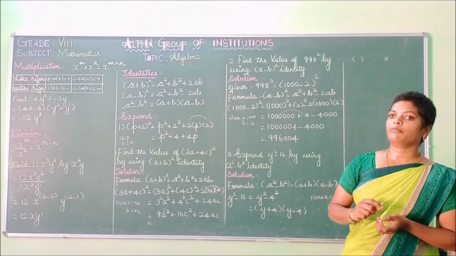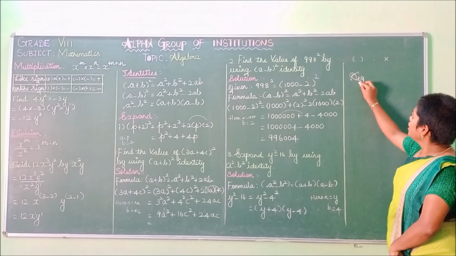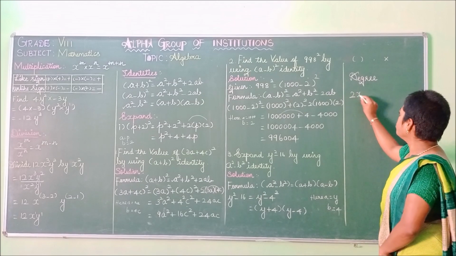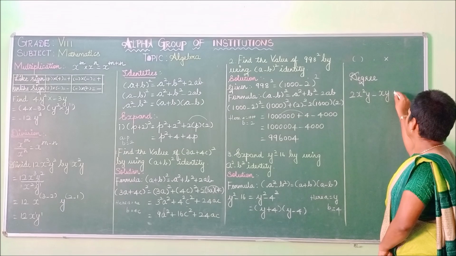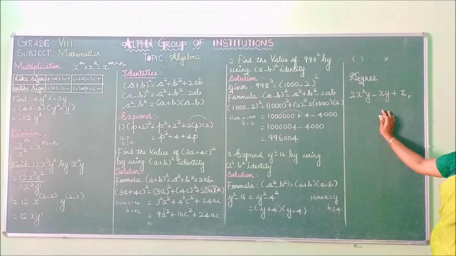After completing this, we already saw the degree of a term. Now we are going to see about the degree of a polynomial. If you take one polynomial, 2x squared y minus xy plus z, this is an algebraic expression. So you have to find the degree of the polynomial.